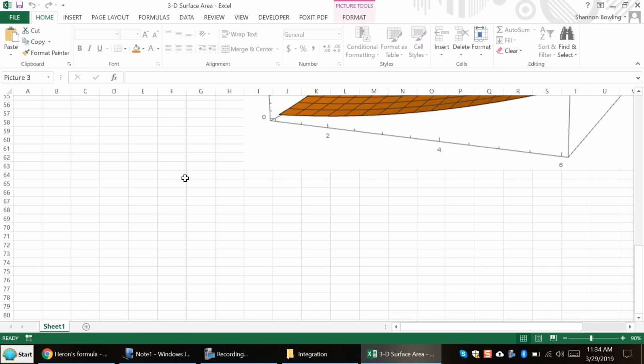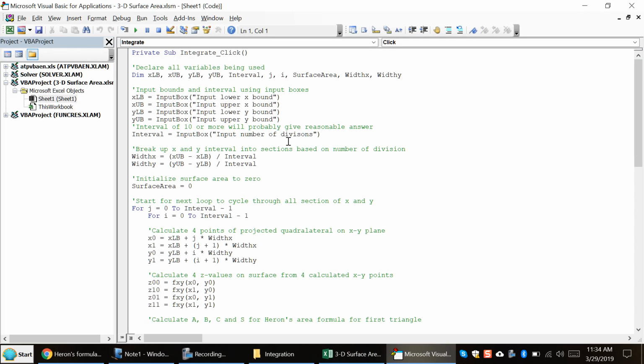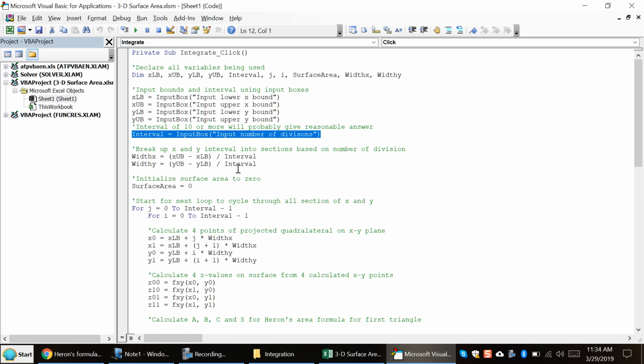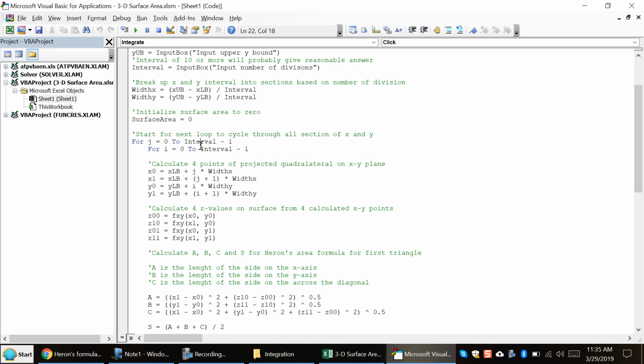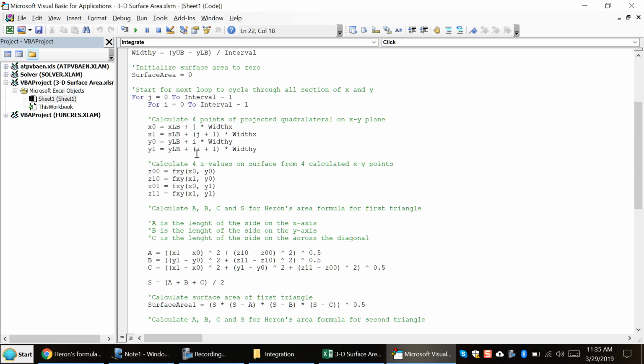So what we're going to do is real simple. Here's our inputs. Here's our interval. Okay? Here's our with x, with y. We've already covered this. You guys got that? We're going to call, instead of volume, it'll be surface area. We're going to initialize that to be equal to 0. And then we start our nested for next loop. All right? And it's actually really easy to do.